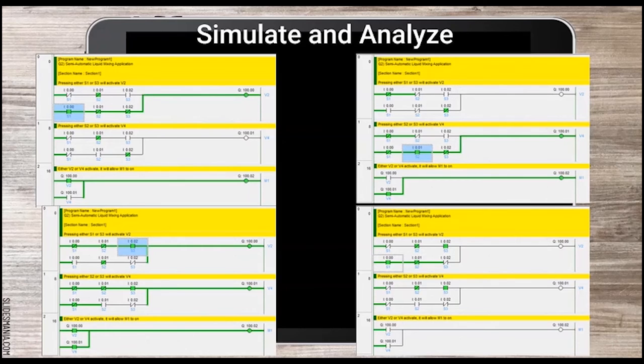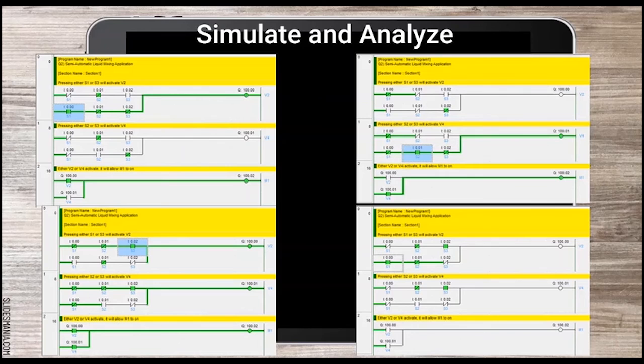Next, at the lower left of this diagram, when switch 3 is triggered at rung 0, valve 2 opens to refill the tank with liquid 1, while at rung 1, valve 4 opens to refill the tank with liquid 2. And last, at rung 2, when valve 2 and valve 4 are open, motor 1 will turn on to mix both liquid 1 and liquid 2.